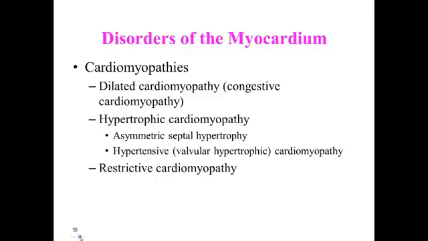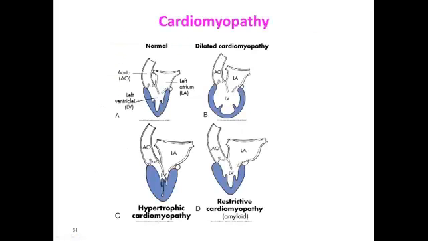One thing here with the restrictive cardiomyopathy, the clinical picture overall may mimic or be confused with constrictive pericarditis. So again, echocardiogram is a good way to distinguish between those things. Here's a picture of hypertrophic cardiomyopathy, restrictive cardiomyopathy, normal physiology, and the dilated cardiomyopathy.